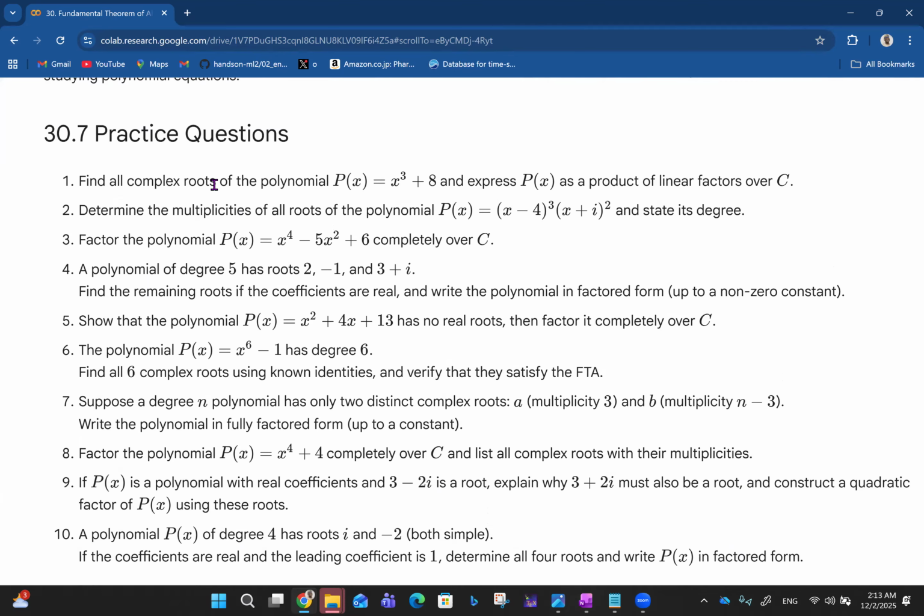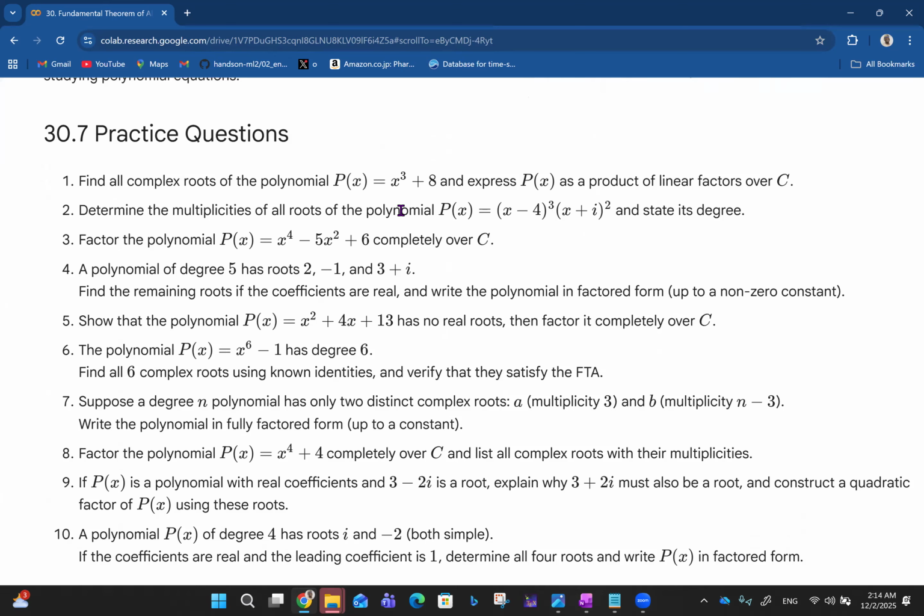Find all complex roots of the polynomial x cubed plus 8 and express P of x as the product of linear factors over C. This one is easily factorizable. For x cubed plus 8, that should be x plus 2, because this is x cubed plus 2 cubed. I think that should be x plus 2 times x squared minus 2x plus 4, or something like that, and then you have that complex part.